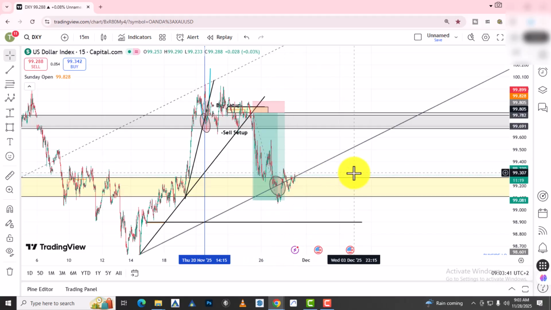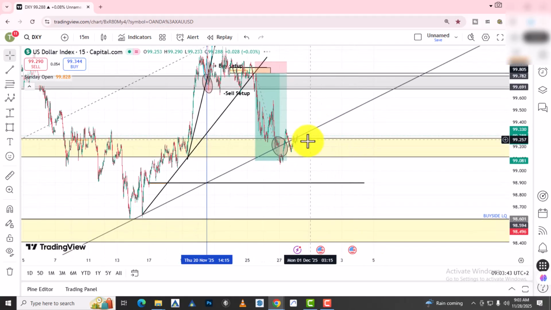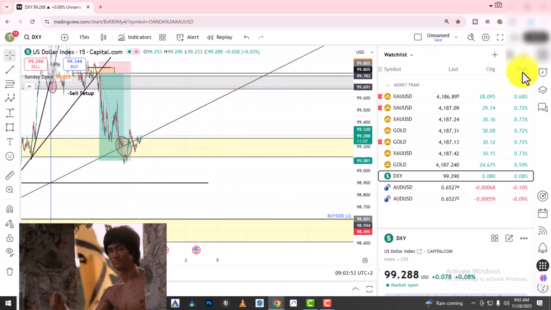Always check, like I said, always check the confluence of this. The bank holiday activity was there, so we want the half side of buy side liquidity. We'll see what the dollar does.